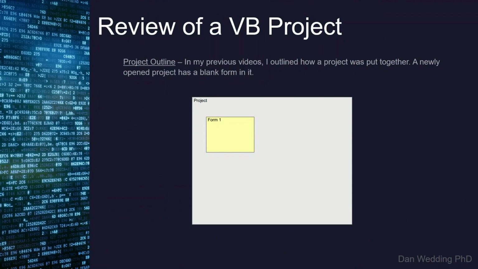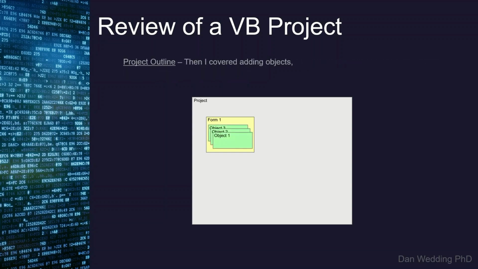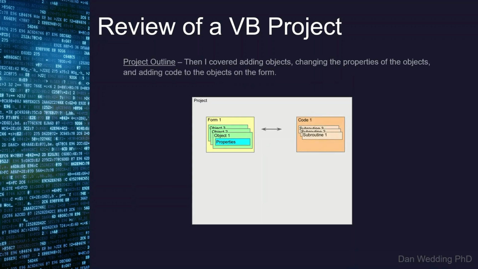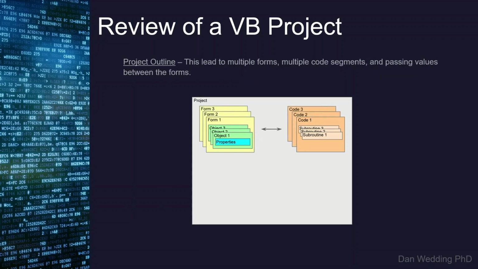In my previous videos, I outlined how a project was put together. A newly opened project has a blank form in it. Then I covered adding objects, changing the properties of the objects, and adding the code to the objects on the form. This led to multiple forms, multiple code segments, and passing values between the forms.